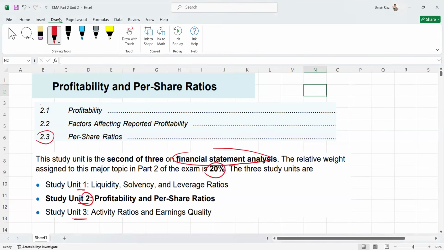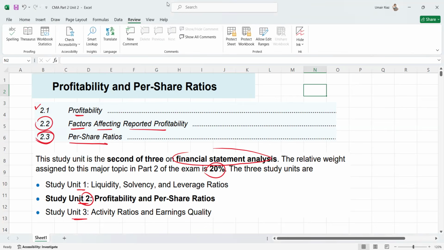Topic number 2.1 is profitability ratio, which we have already covered. Topic number 2.2 is also a theoretical topic, factors affecting reported profitability, like how profitability can be affected by different factors. This topic we have already covered. So today we are discussing the third topic, which is per share ratio. In per share ratio, we have different ratios. First we are going to focus today on earnings per share. So let me move to the topic slide.